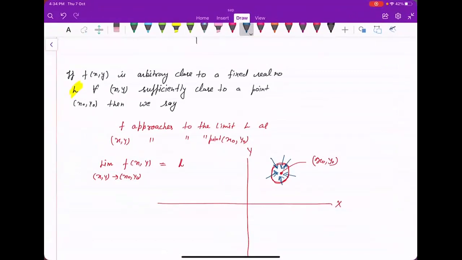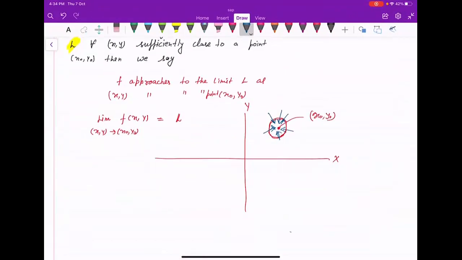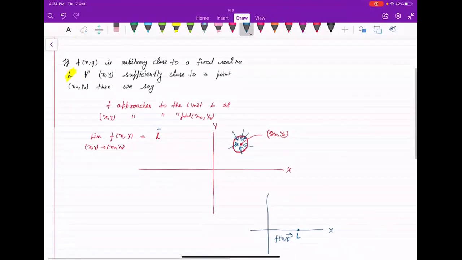So when (x, y) approaches the point (x naught, y naught), the limit of f(x, y) is only one real number. So we can understand it in terms of one dimension only, because f(x, y) is giving output L. So this is your L. So f(x, y) is approaching toward the point L. Then we'll say L is the limit of the function f(x, y) as (x, y) is approaching toward the point (x naught, y naught). So this is the definition of the limit of the function of two variables.